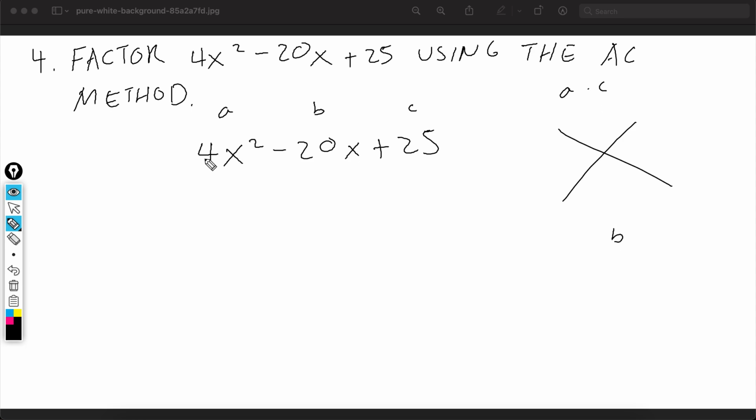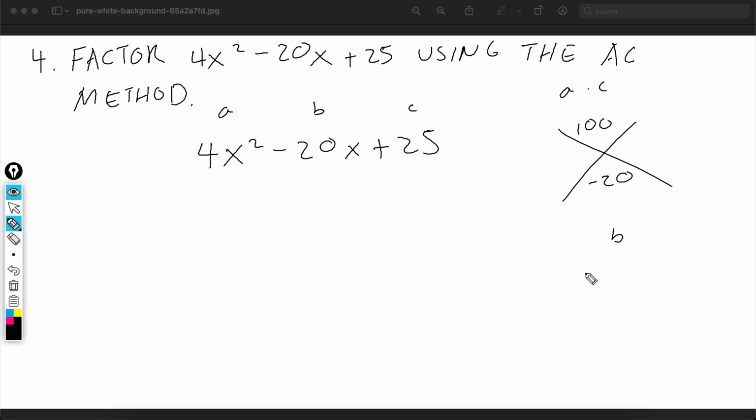So 4 times 25 would be 100, right? Because if you have 4 quarters, 4 times 25 cents makes $1, 100 cents. That's how I think of it. Now, on the bottom we have negative 20. So we need a number that multiplied together gives us this, but added together gives us this.